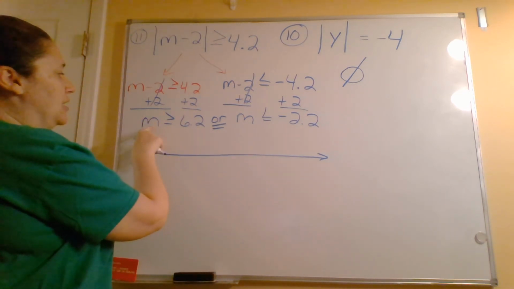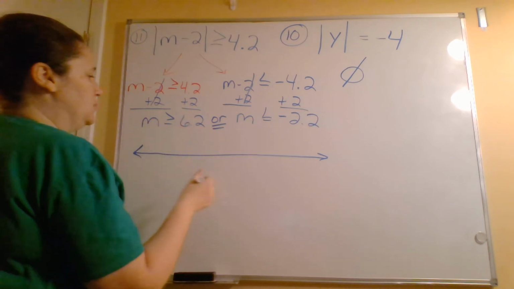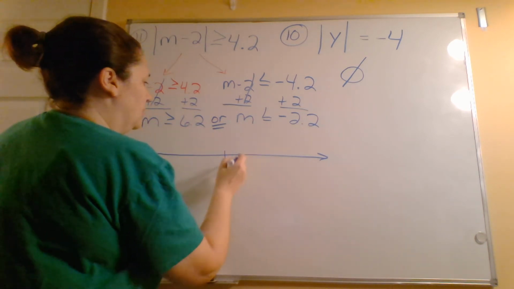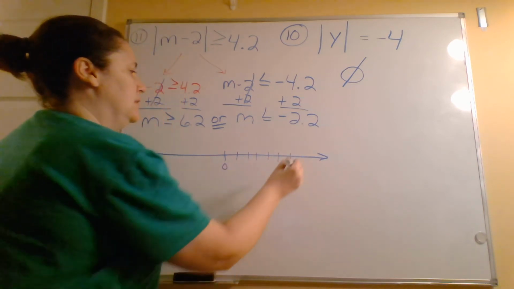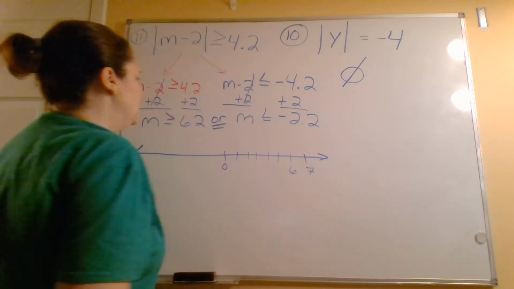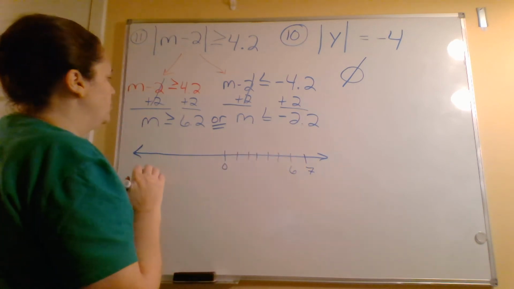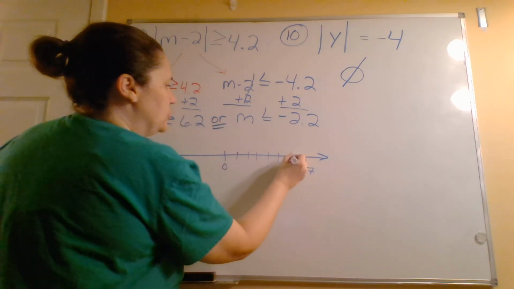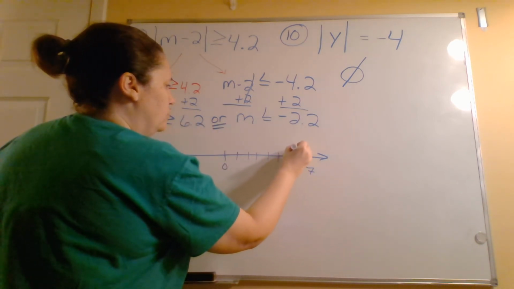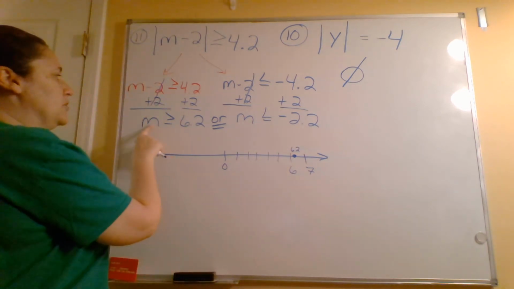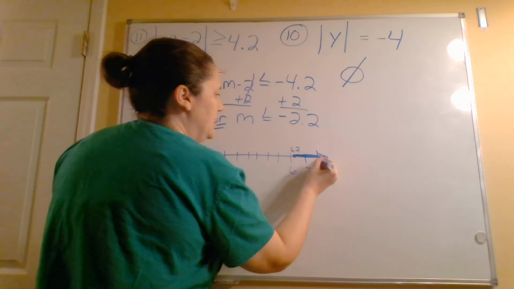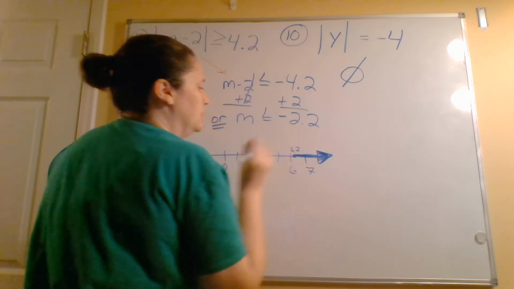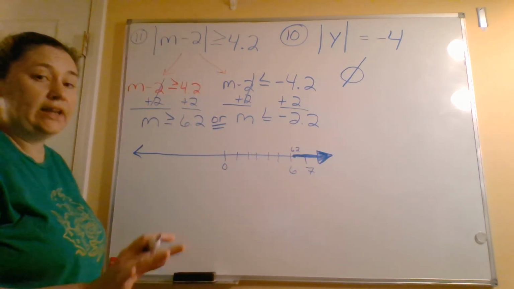Let's start with this one. We need all of the numbers greater than or equal to 6.2. So here's 0, 1, 2, 3, 4, 5, 6. There's 6. There's 7. 6.2 would be just after 6. We need a closed dot on 6.2. And we need all of the numbers that are bigger than 6.2. So that is all of these numbers right there. That's only half the graph, though.